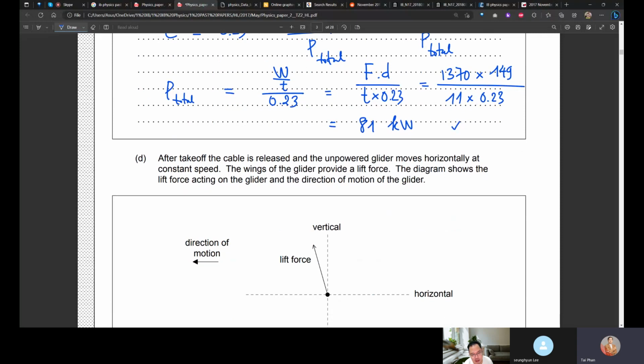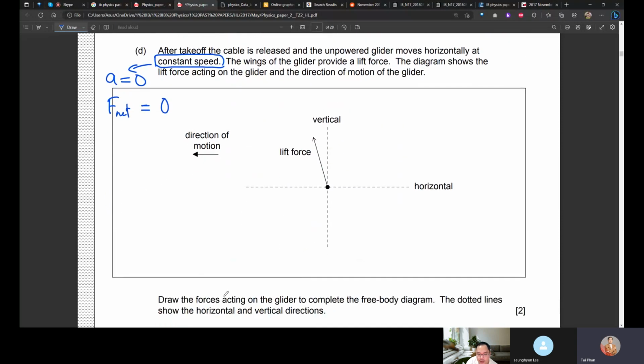Question D. After takeoff, the cable is released and the unpowered glider moves horizontally at constant speed. The keyword is constant speed here. It means the acceleration is 0, and therefore the resultant force on this glider is also 0. The wings will provide lift force upward in this direction. The diagram shows the lift force acting on it. Complete this diagram. Draw the forces acting on the glider completely for the dotted line, horizontal and vertical direction.